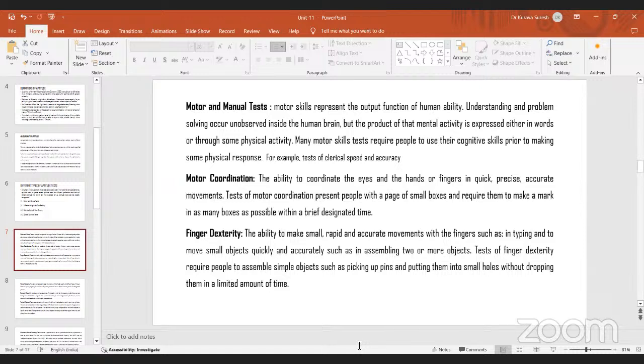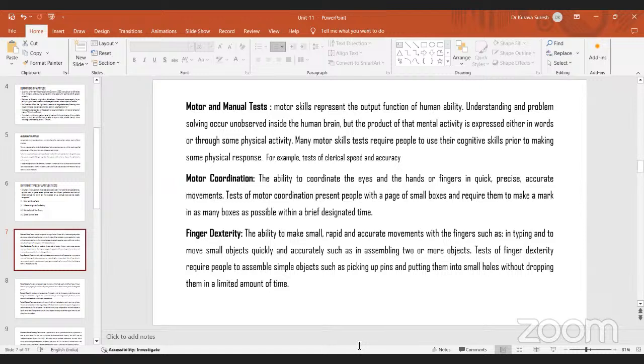Motor coordination is the ability of coordination, such as eye-hand coordination, to make quick, precise and accurate movements. Tests of motor coordination present people with a page of small boxes and require them to make a mark in each box as quickly as possible within the brief diagnostic time.